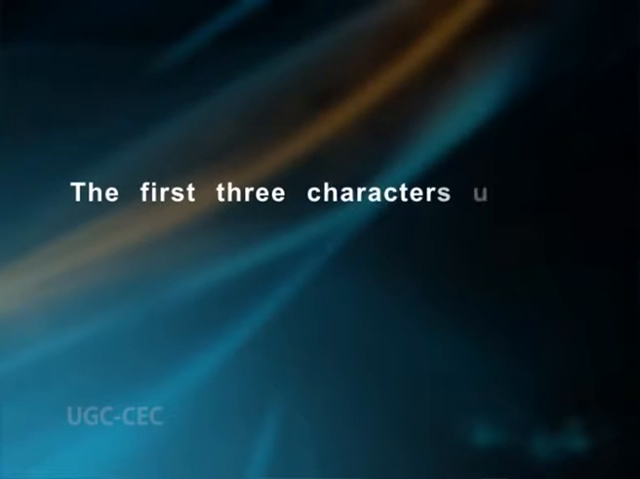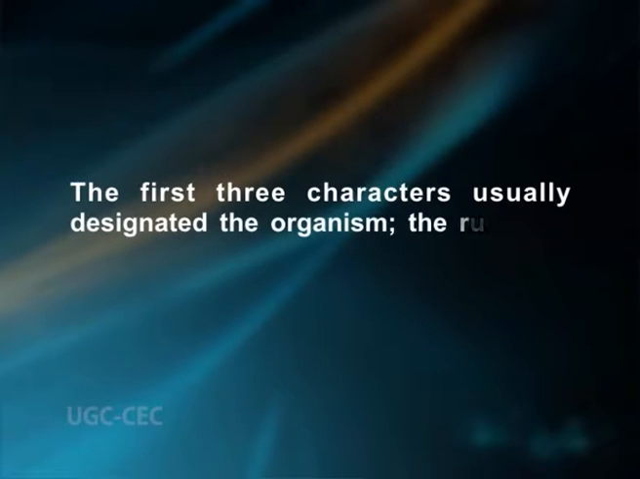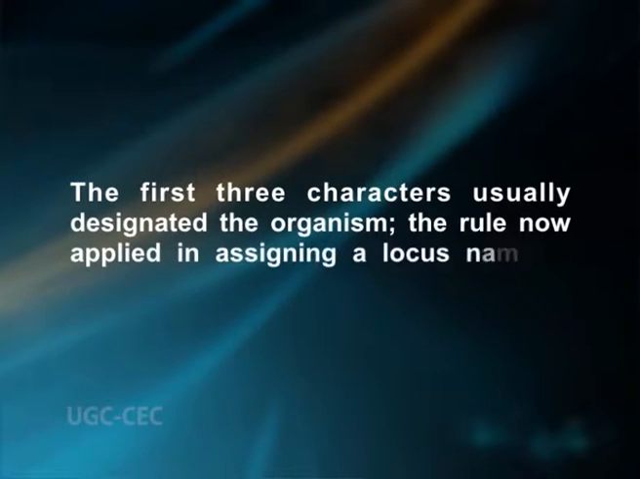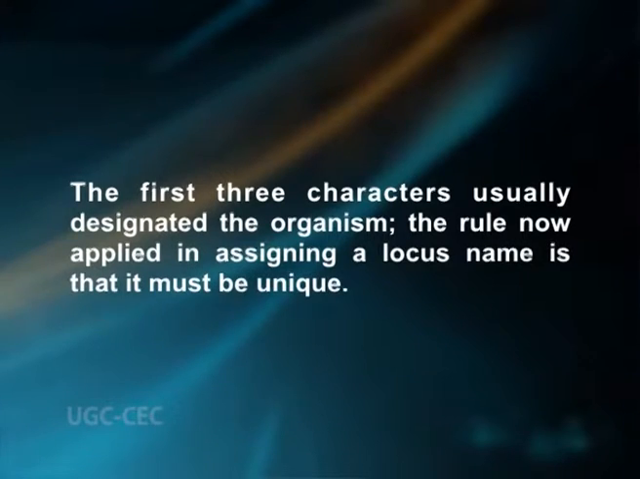Locus name. The locus name was originally designed to help group entries with similar sequences. The first 3 characters usually designated the organism. The rule now applied in assigning a locus name is that it must be unique. For example, for GenBank records that have a 6 character accession number, examples include U12345, the locus name is usually the first letter of the genus and species name followed by the accession number. For an 8 character accession number, e.g. AF123456, the locus name is just the accession number.